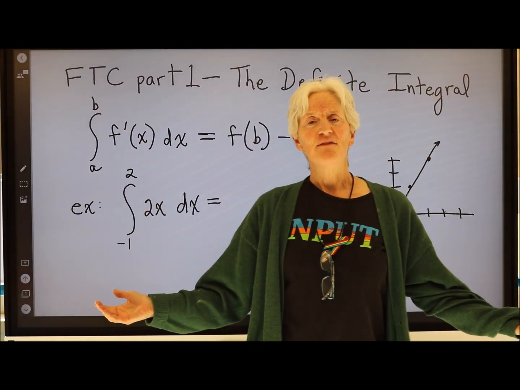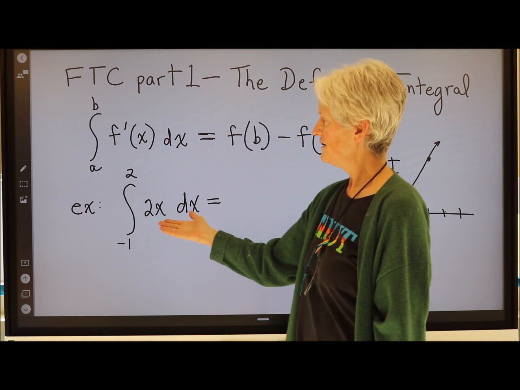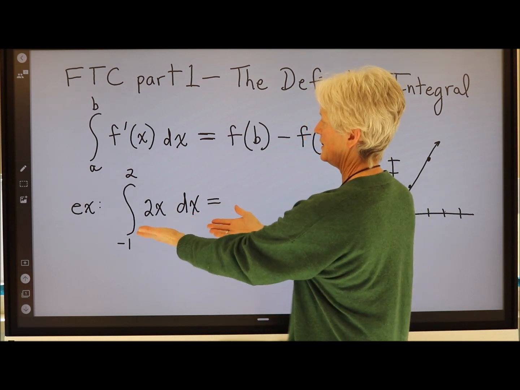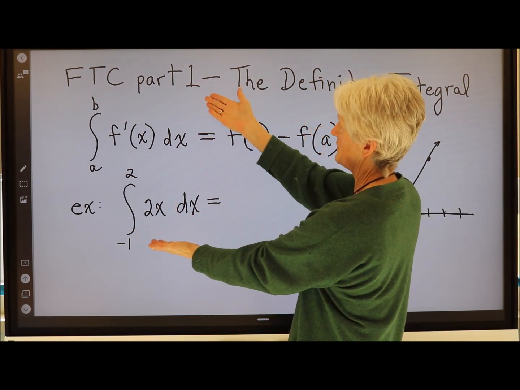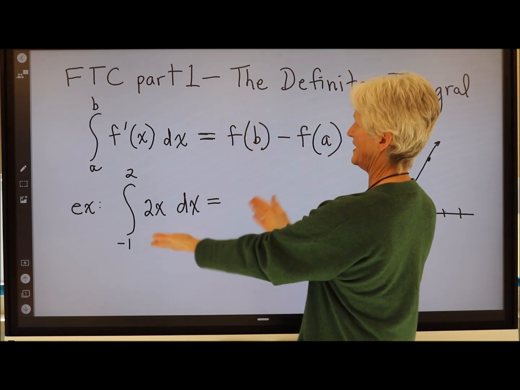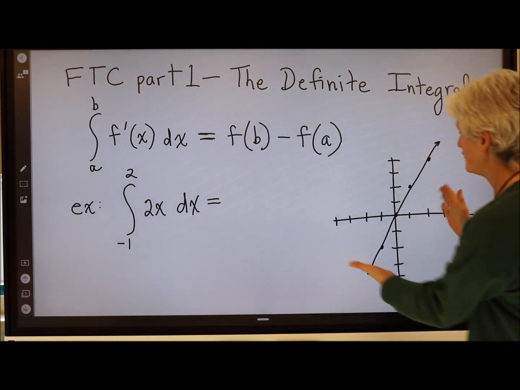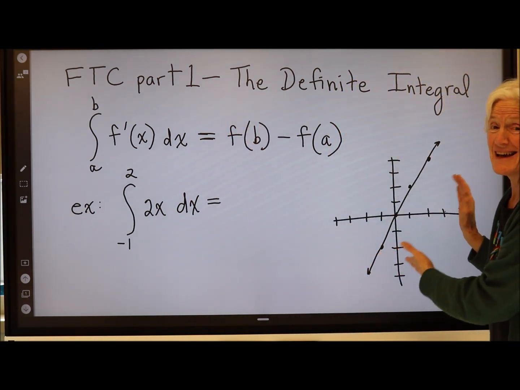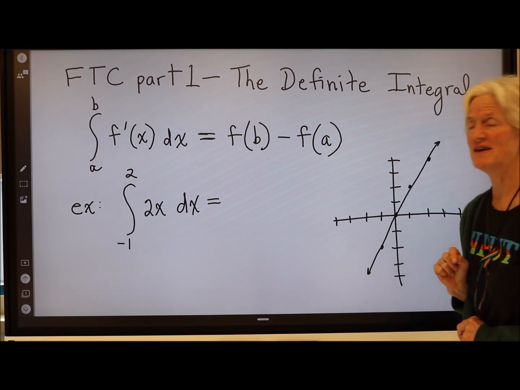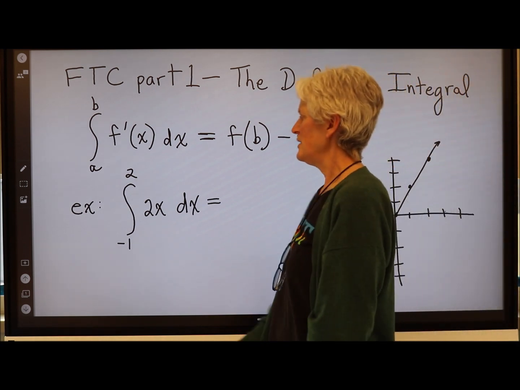Let's find the definite integral here in two ways. We're going to do it using the fundamental theorem of calculus part 1, in other words, the definite integral. We're also going to do it finding the signed area between the curve and the x-axis. All right, here I go.